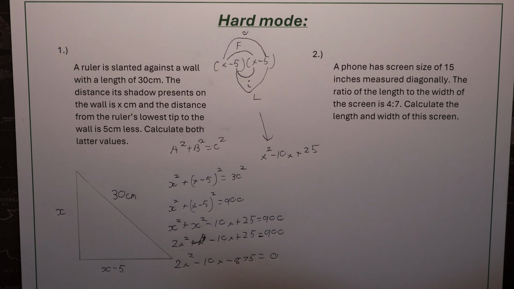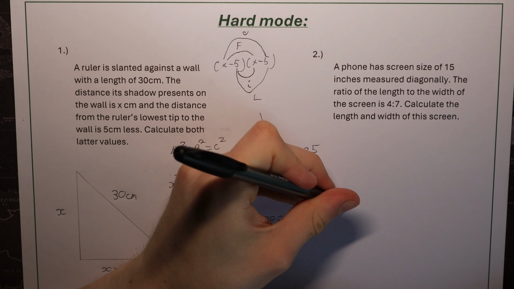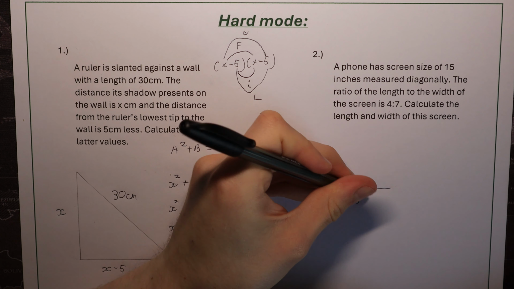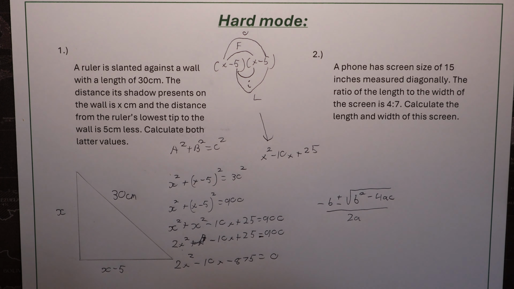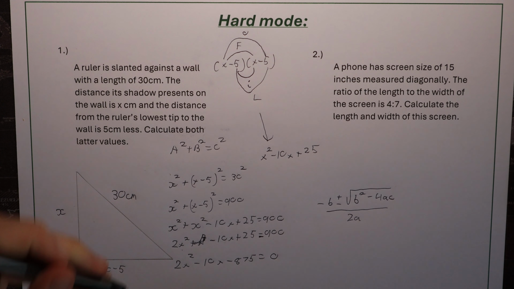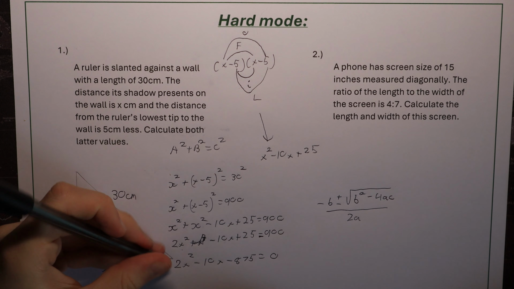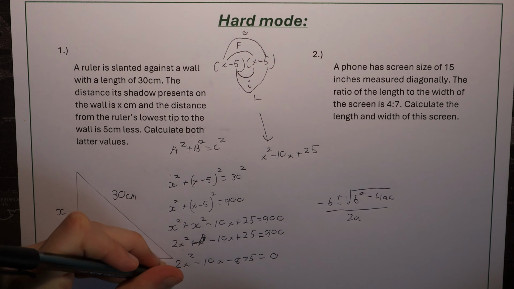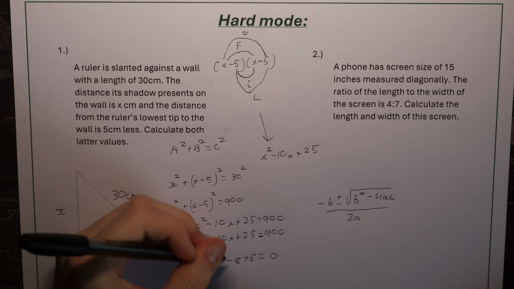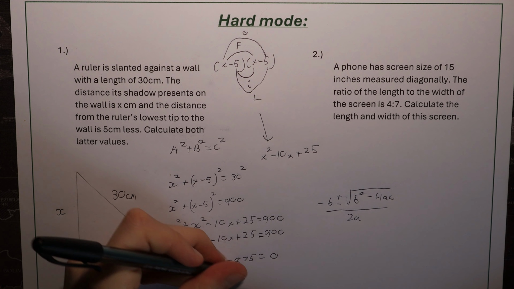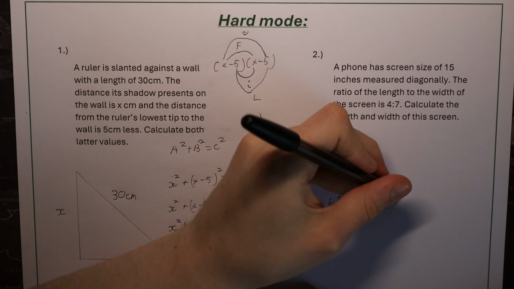The quadratic formula basically states: minus b plus or minus the square root of b squared minus 4ac, over 2a. Now this sounds horrendously complicated, but it really isn't. Think of these numbers here as a, b and c. So 2 is a, minus 10 is b, and minus 875 is c. Now what we need to do is substitute these numbers in the correct locations in this formula.